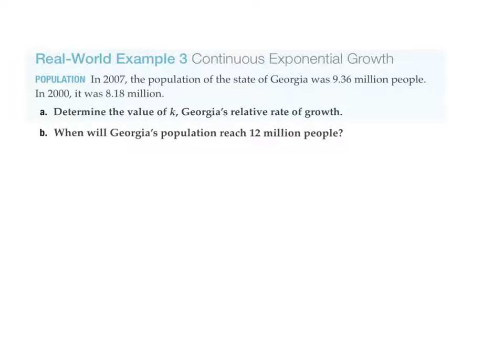Now, for part A, we're going to find k. So in order to find k, I have to have everything else. I have to have time. I have to have the starting amount. I have to have either the ending amount or a ratio of the ending amount like we did. We had 0.02 of that amount. We had half of that amount. In this case, we do have a starting amount and an ending amount.